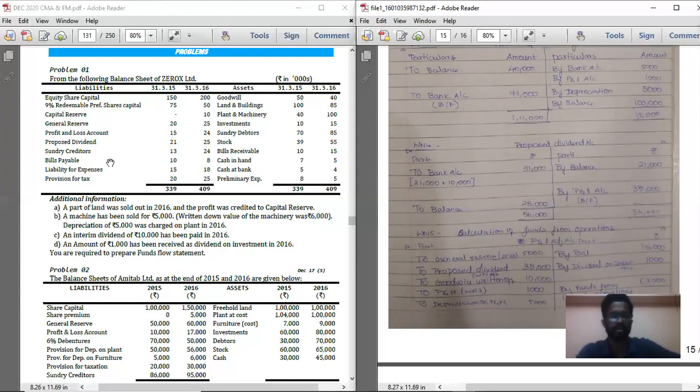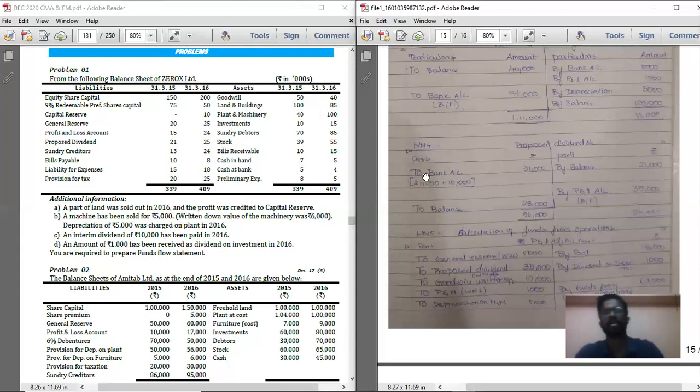Now see, previous year closing day whatever the proposed dividend, that will be paid in the current year. We have seen this adjustment in the cash flow statement itself: proposed dividend of the previous year will be paid in the current year, and current year proposed dividend will be paid in the next year. So previous year proposed dividend is 21,000, and also an interim dividend of 10,000 has been paid in 2016. So 21,000 plus 10,000, total of 31,000 is paid in the current year.